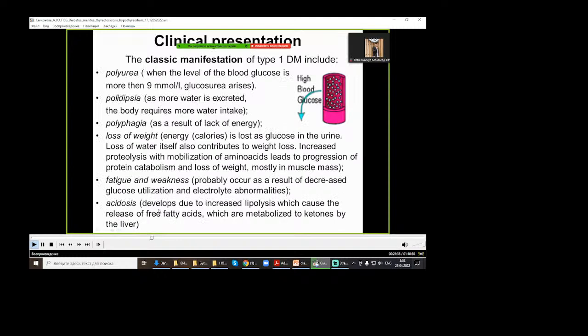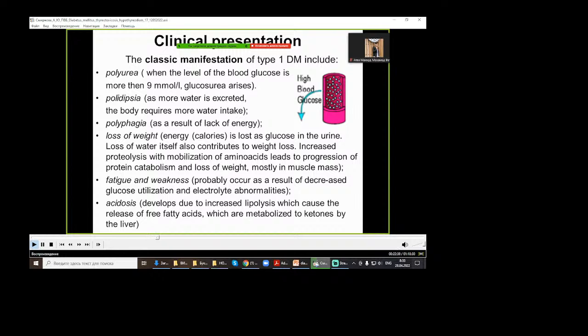Clinical presentation. The classic manifestation of the first type of diabetes mellitus includes polyuria, when the level of blood glucose is more than 9 millimole per liter. Glucosuria arises. The next very important symptom, polydipsia. As more water is excreted, the body requires more water intake. The next symptom, polyphagia, as a result of lack of energy, loss of weight, fatigue and weakness, probably occur as a result of decreased glucose utilization and electrolyte abnormalities.